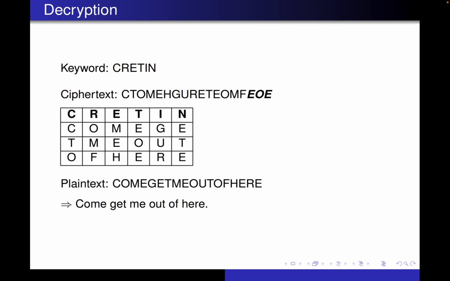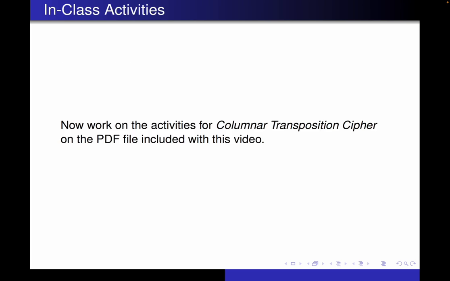So that gives you an idea about how to encrypt and decrypt using the transpositional cipher. And now I think you're ready for the columnar transposition cipher on the PDF file that is included with this video.